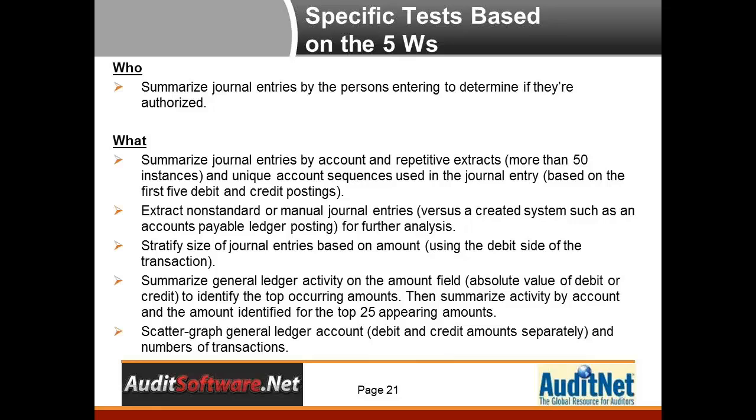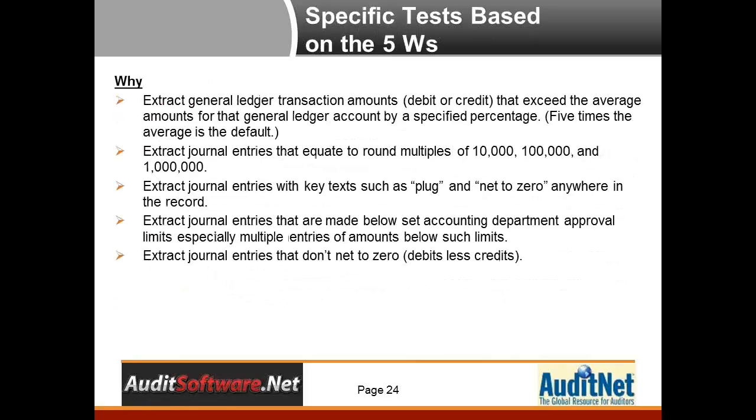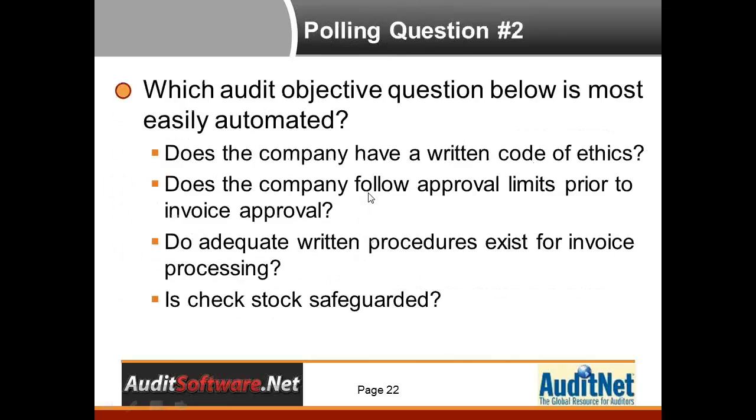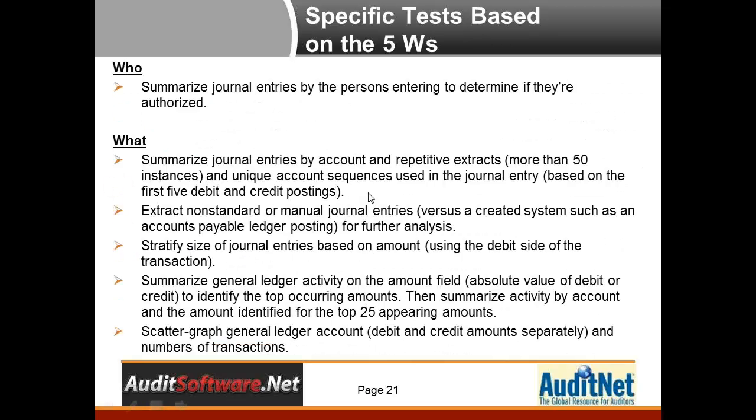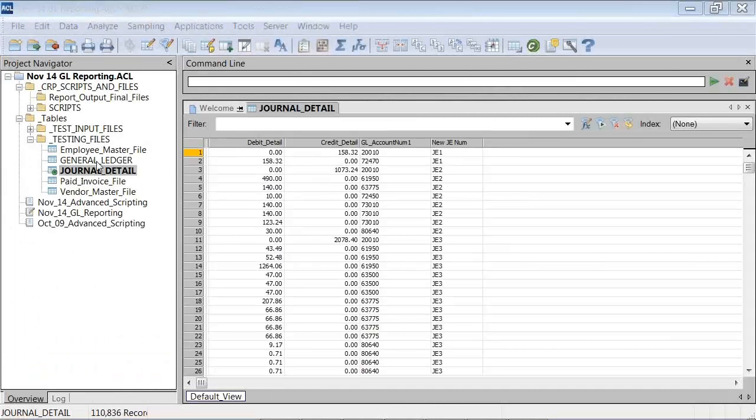So the ones we're going to do later are the unique and repetitive journal entry one, the stratification, which we'll do differently, and bear with me, and then the next one is the extract journal entry with key text in there as well. So what we'll do is first go through these who and what and where, and then why, and we'll have a polling question probably in the middle there, just to break it up a little bit.